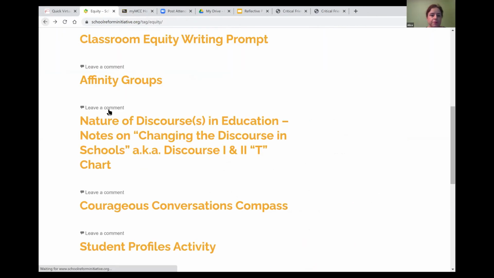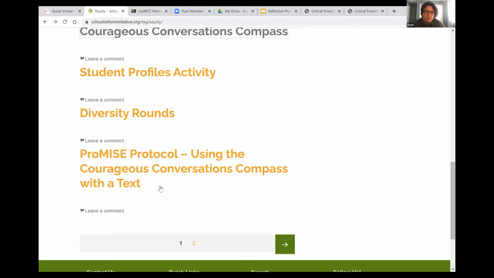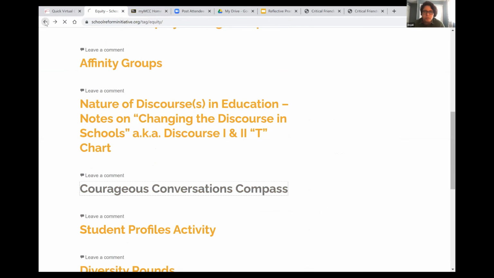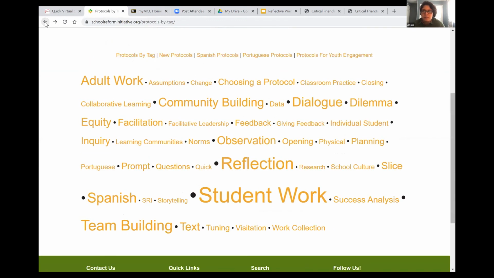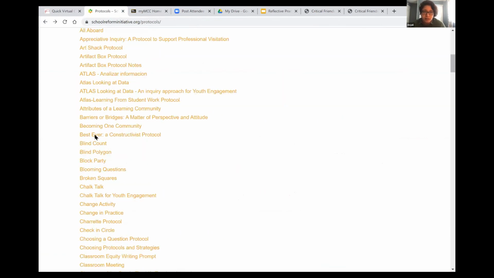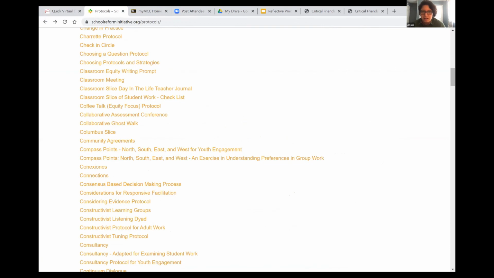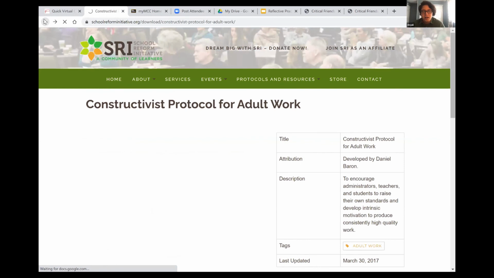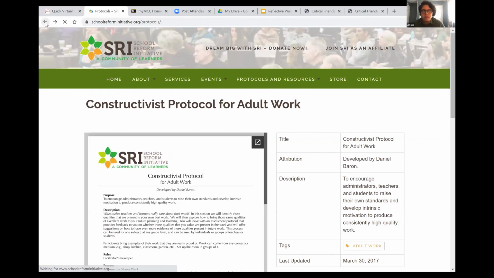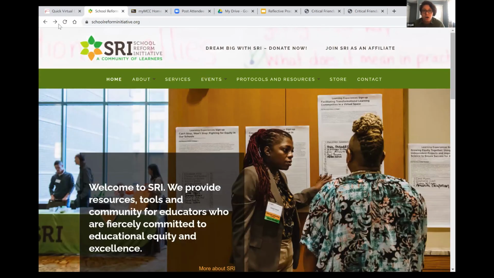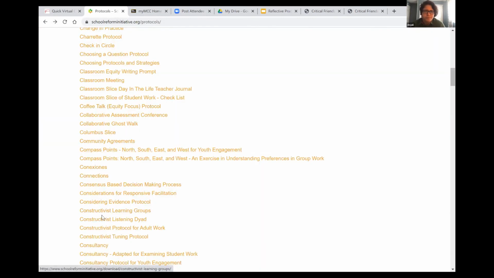There's a few here. There's the constructivist listening dyad, another good one, where you're really just talking to one person. You sort of have a question and you each respond to it, but the other person is just listening and they aren't responding. You don't have to be stone-faced staring at the person, you can nod, but it gives people space to talk without worrying about being interrupted or reactions.